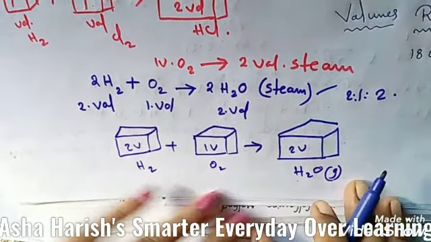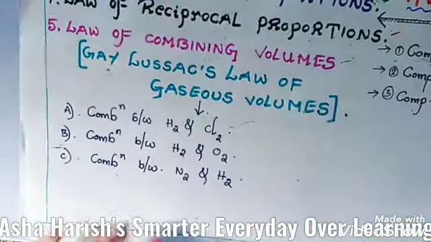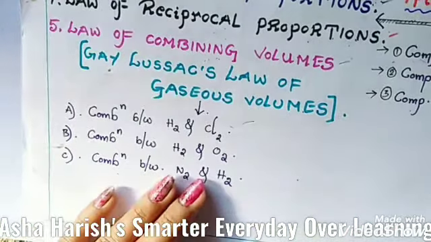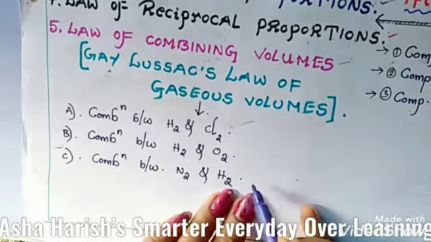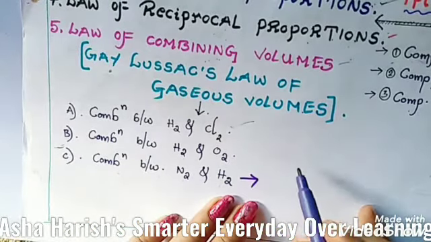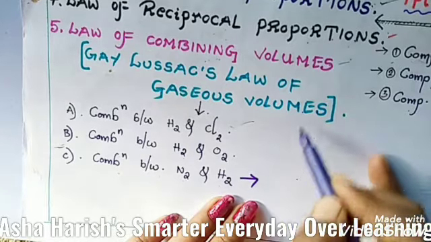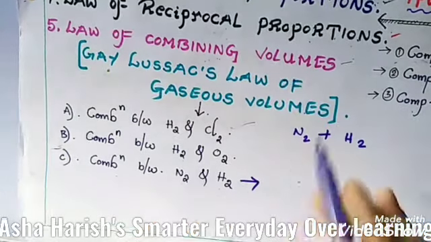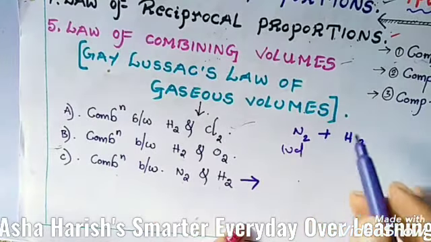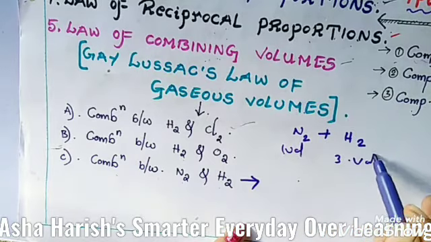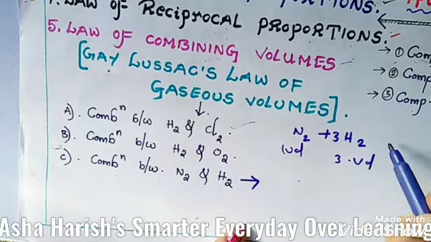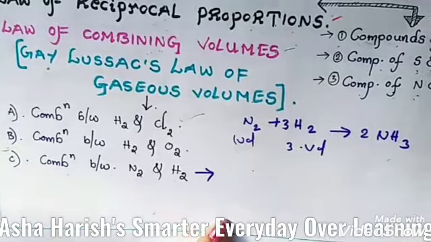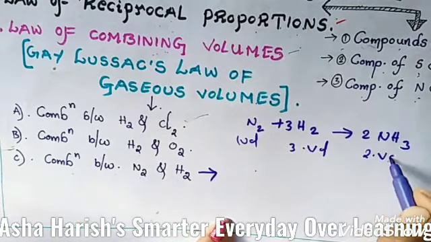And what about the third case? Here in case 3, combination between nitrogen and hydrogen. Let's see briefly in this combination. Here, students, I am going to write 1 volume of nitrogen, N2, plus 3 volumes of hydrogen, H2, giving rise to 2NH3. It is the balanced chemical equation 2NH3. It also has 2 volumes.